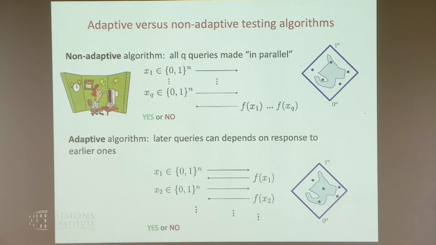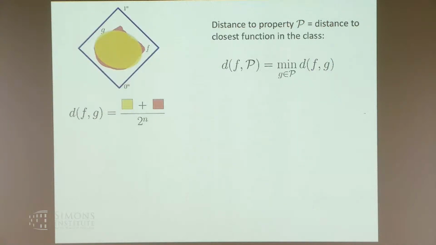It should also not be surprising that adaptive algorithms are probably going to be harder to analyze. And we'll see that throughout the talk. The state of our knowledge, our understanding of adaptive property testing is not quite at the same level as our understanding for non-adaptive versions of the problem. Okay, good, so far so good.